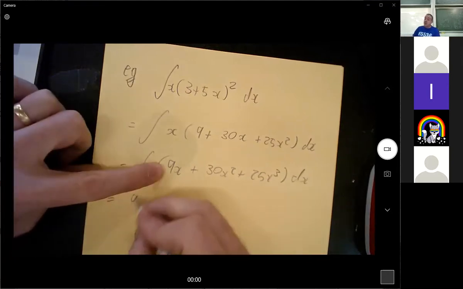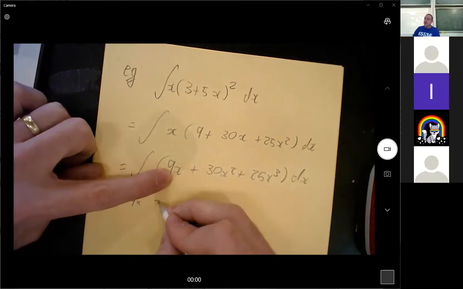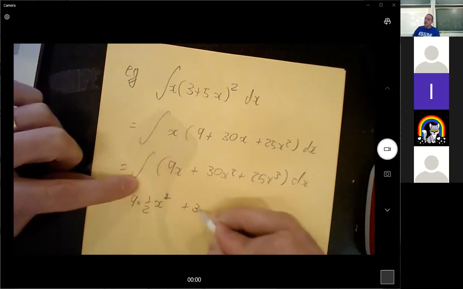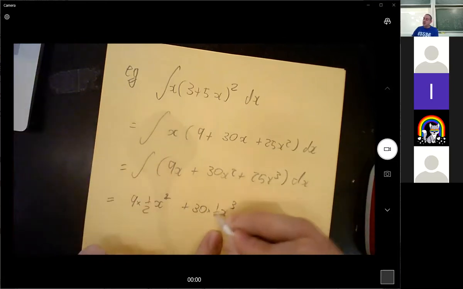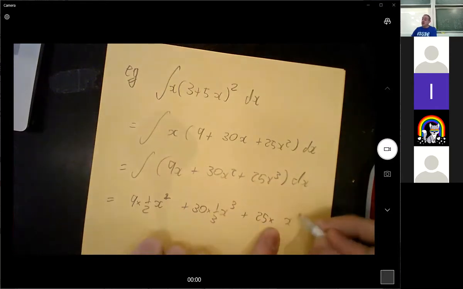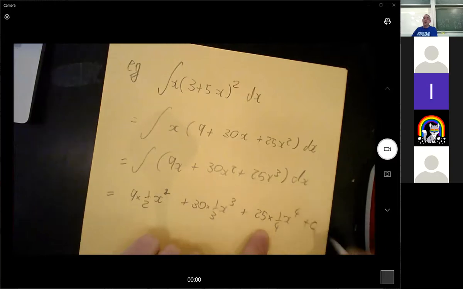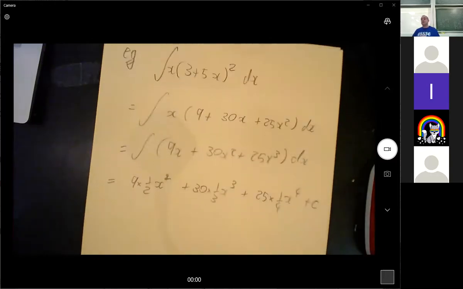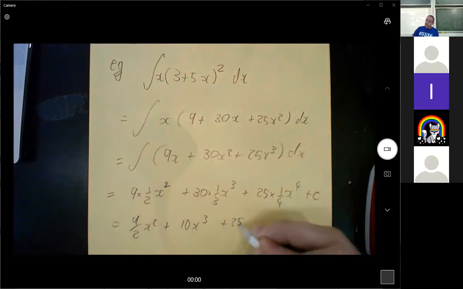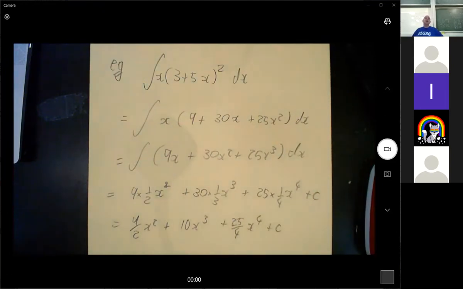So the 9 will still be there, and the x is currently to the power of 1, and so I will put that up and divide by the new power. The 30 is still there. That will go up to 3. I'll divide by the new power. The 25 is multiplied on, so it's still there. This will go up to 4. I'll divide by the new power, and I'll whack a plus C on because that's the rules. And ta-da. So that's one way I could do it.